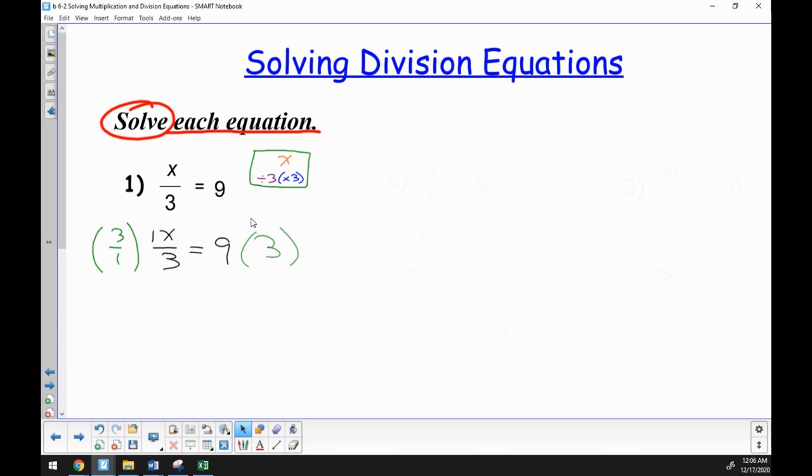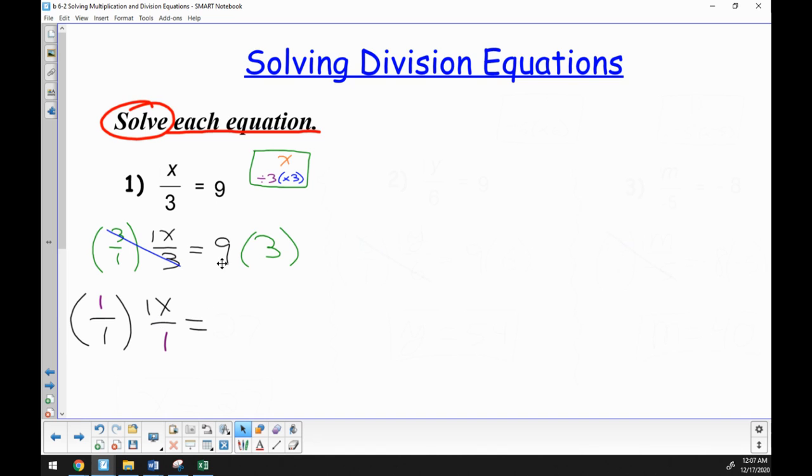But I'm going to follow the rule that is the equality property of multiplication, which says whatever I do to one side, I have to do to the other. If I multiply by 3 on the left, I must multiply by 3 on the right. Now, what happens here is on the left side, the 3's are going to cross cancel. And when they cross cancel, the 3 divided by 3 is going to become a 1. And then this 3 divided by 3 is also going to become a 1.